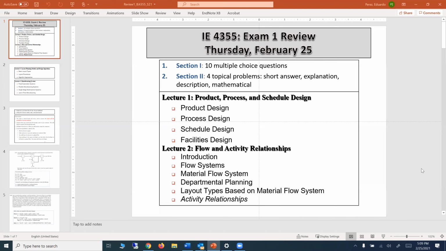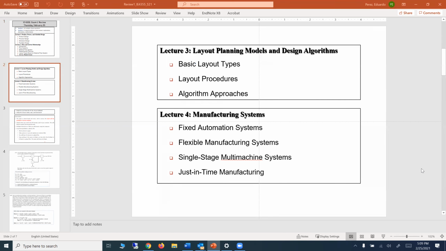Then we moved into flow and activity relationship. In this second lecture, we talk about flow systems, material flow systems, departmental planning, layout types based on material flow, and also activity relationships. Then lecture three was on layout planning models and design algorithms. We discussed different types of basic layout types, some layout procedures and algorithm approaches, including the CRAFT algorithm.